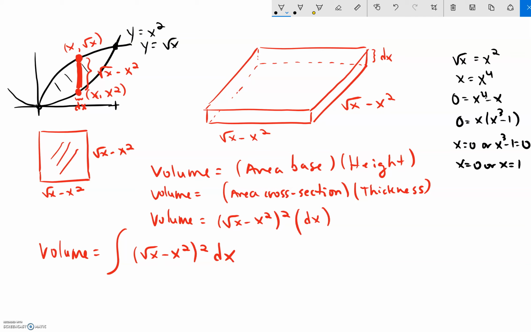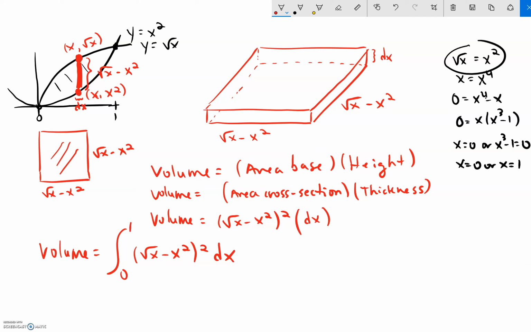Now, since we squared both sides, we need to check solutions. Actually, if you go back, both those solutions work in the equation. And so we know this is 0 and this is 1. And so our limits of integration on this problem, since it has a dx, our original region R goes from 0 to 1 on the x-axis.